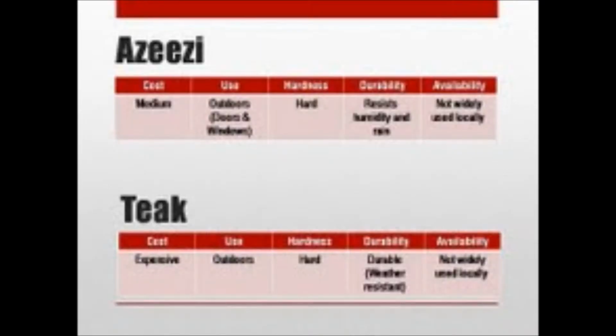The last two types include Azizi and teak. Azizi is used outdoors for windows and doors. It's hard and resists humidity and rain very well. Teak is more expensive and is also used outdoors due to its high durability and resistance to weather. However, both are not very widely used locally.